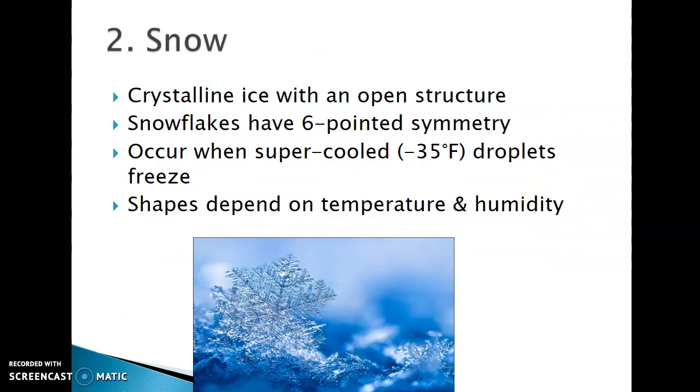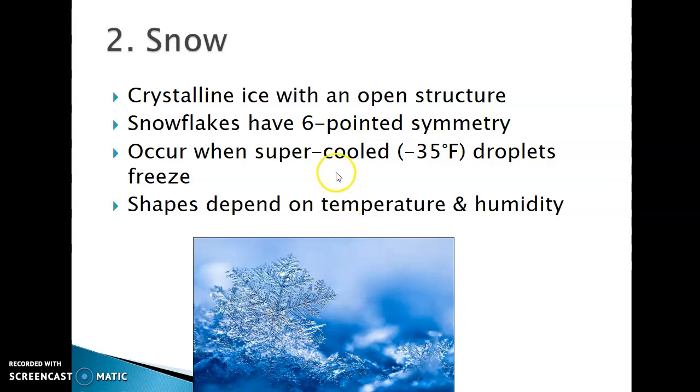Okay, snow. Snow is made out of ice instead of liquid water. It's a crystalline form of ice with an open, six-sided structure. They have six-pointed symmetry, so they grow in 6 different directions, and they're symmetrical all the way around those 6 ways. And there can be a difference from very big, fluffy snowflakes to smaller, harder snowflakes.